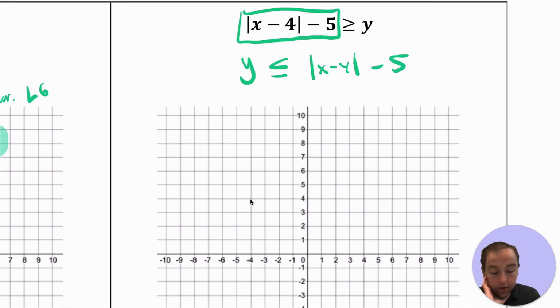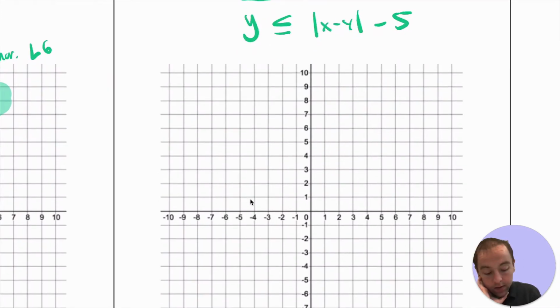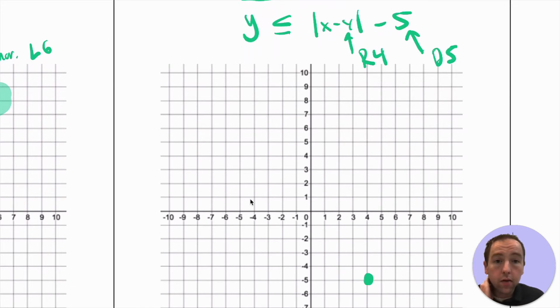If we look at this right here, because we have a subtraction of 4 from x inside that absolute value, that corresponds to a rightwards translation by 4 units, and this right here corresponds to a downwards translation of 5 units. Those are the only transformations that are really going to happen. So if I move to the right 4 and down 5, the vertex of our absolute value graph is going to move there.